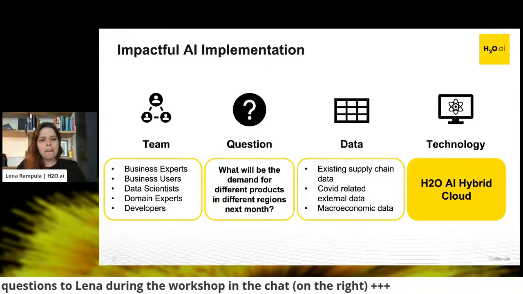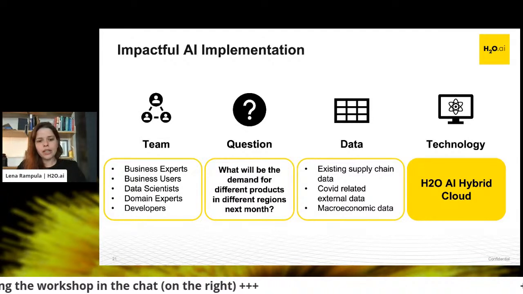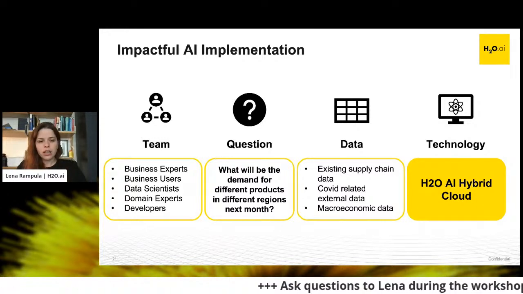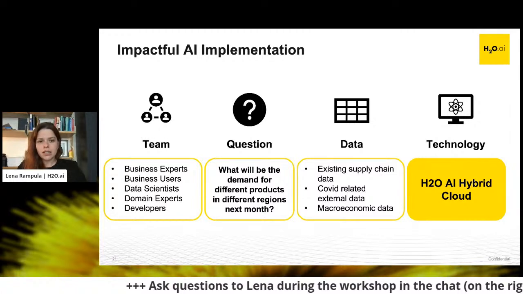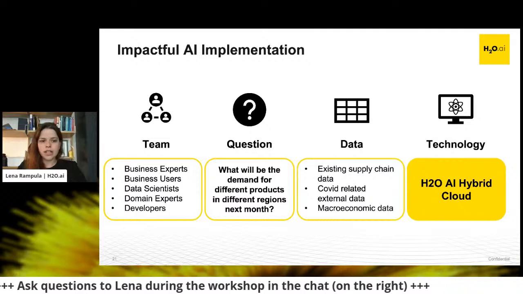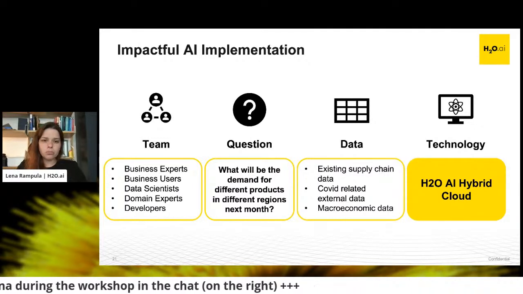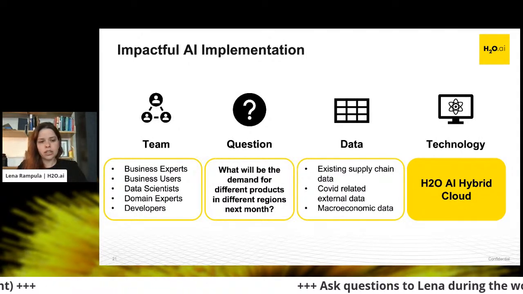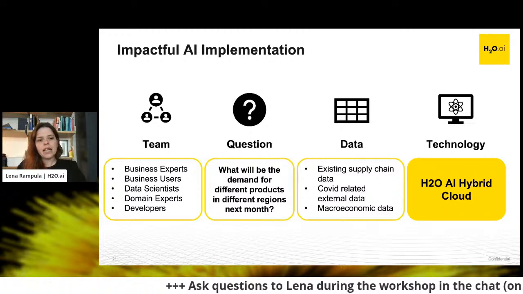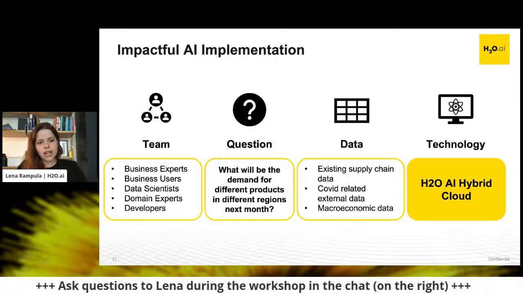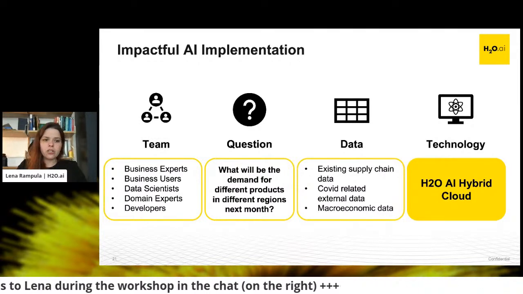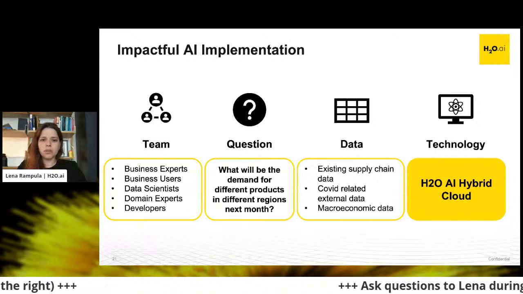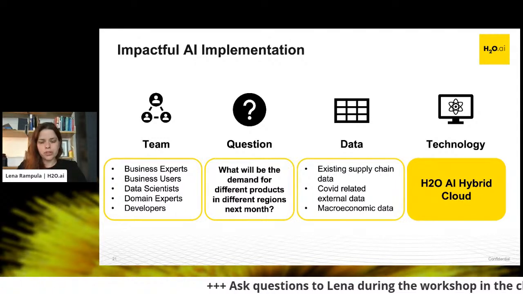So first of all, building a team. We had a team of business users and business experts from the company, also data scientists on both sides, both the company's data scientists and our data scientists. We also involved our domain experts on modeling COVID-19 and other modeling techniques that were specific to the situation. And because we realized that we would need to build an application for the business users to be able to access real-time information about demand, we also had developers in that project.